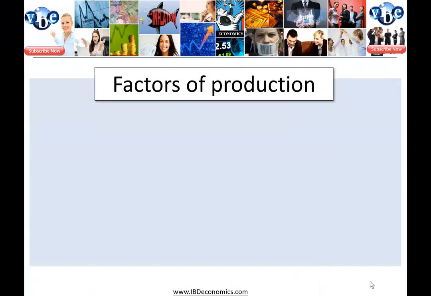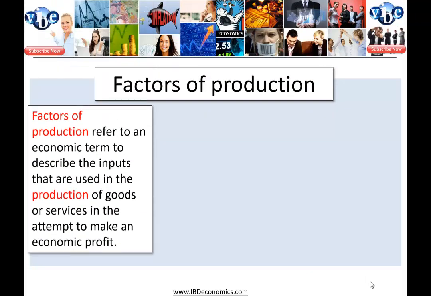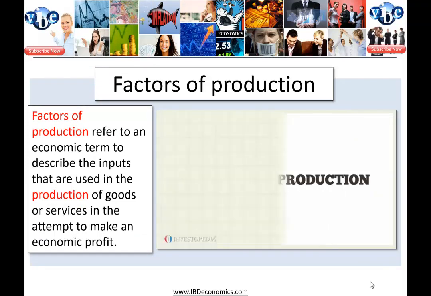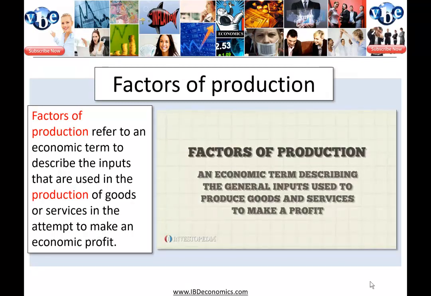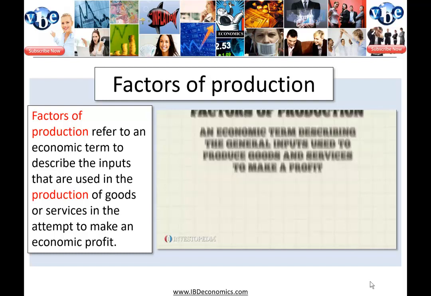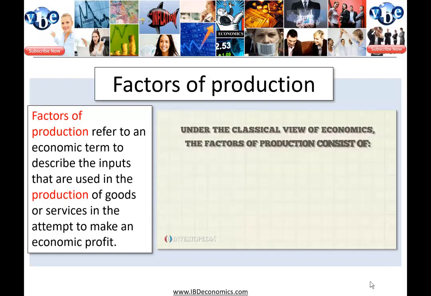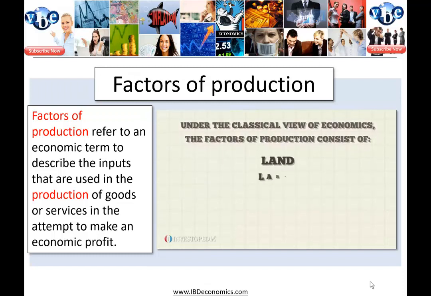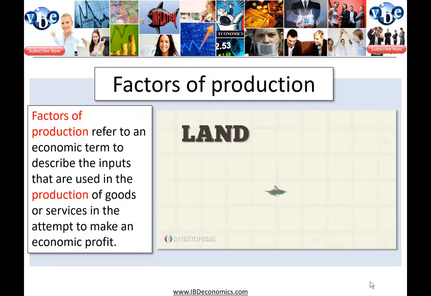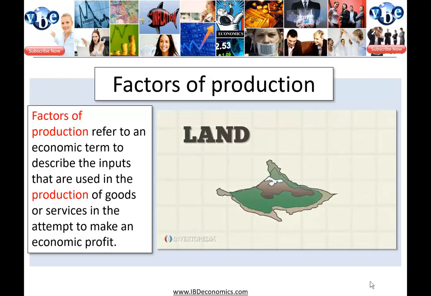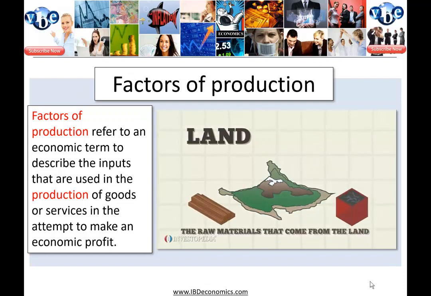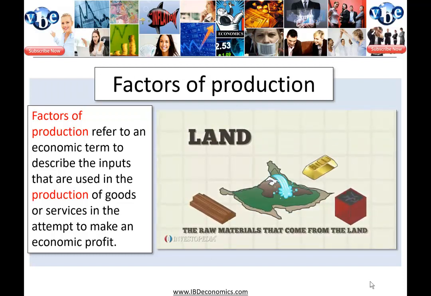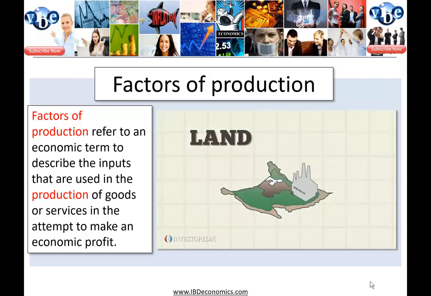A quick look at the factors of production here. Factors of production is an economic term describing the general inputs used to produce goods and services to make a profit. Under the classical view of economics, the factors of production consist of land, labor, capital, and entrepreneurship. Land refers to the land itself as well as the raw materials that come from the land. This includes timber, coal, precious minerals such as gold, and water. It can also mean the physical area on which a factory sits.